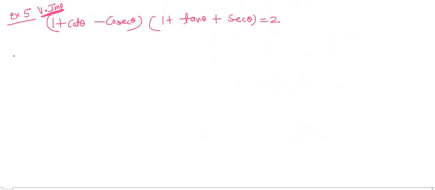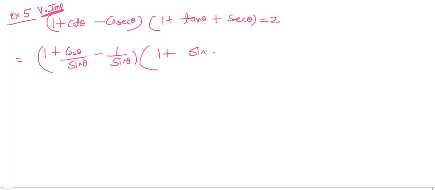Example 5 from RS Aggarwal. This is a very important question for board. It appeared 3-4 times in exams. So what can we do here? If you don't know what to do, always try to simplify, right? So cot will become cos by sine. This is 1 by sine. Okay, let's see. Tan will become sine by cos, and sec will become 1 by cos.